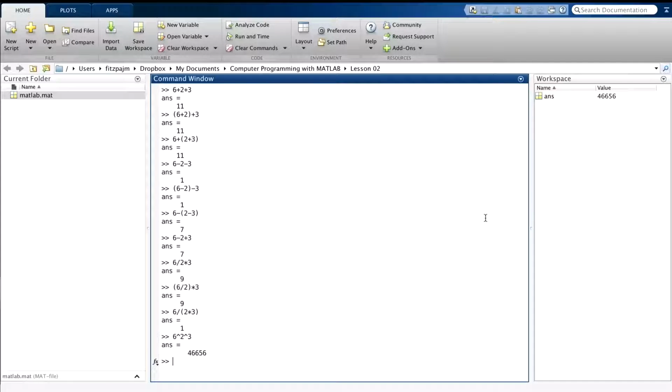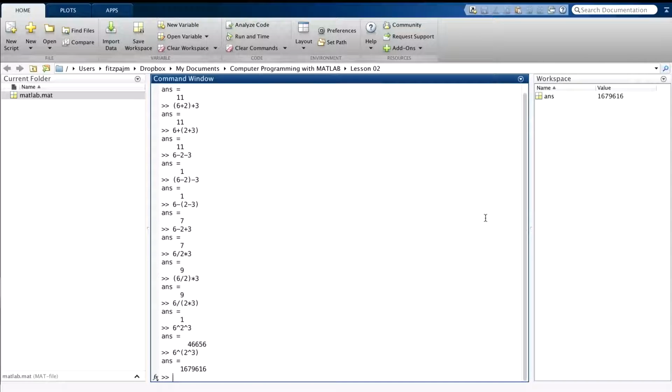But just out of curiosity, what would the answer be if the 2 were raised to the 3 power first and then 6 were raised to that power? Well, we'll have to use parentheses to find out. 6 to the 2 to the 3 power. The result is different, which shows that exponentiation is not associative. And the result is a really big number. Let's see, that's 1,679,616. Kind of amazing you can get such a big number with just a 6, a 2, and a 3.